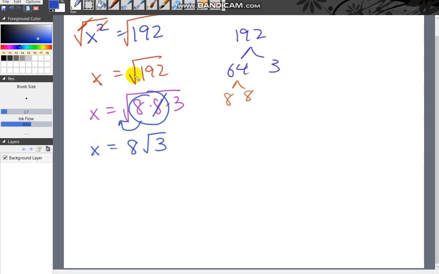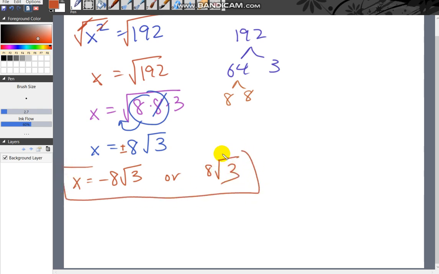And again, what we want to consider is, in Algebra 2, like I mentioned earlier, whenever we take a square root of something, we're going to consider both the positive and the negative solutions. So since we consider both negative and positive solutions, this means x is going to equal negative 8 times square root of 3, or positive 8 square root of 3. Right, so these are your possible answers. So yeah, that is how you would do something like that.